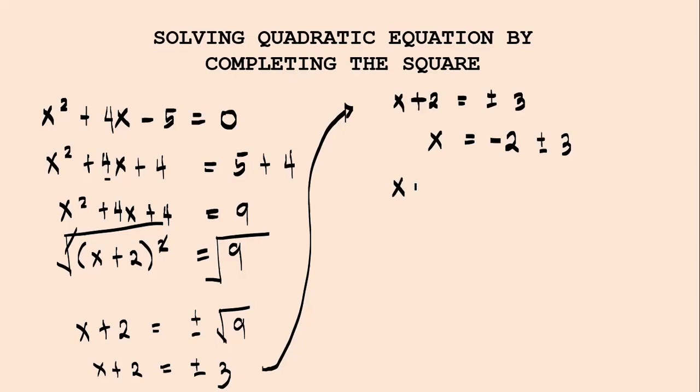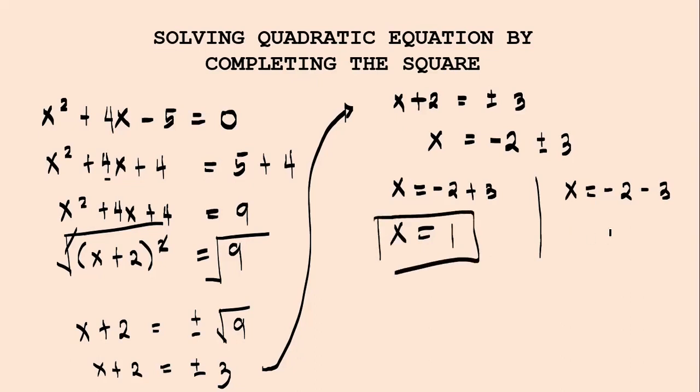So, yung una is x is equal to negative 2 plus 3. And the other one, we have x is equal to negative 2 minus 3. So, this is plus or minus, or positive and negative. Negative 2 plus 3 is positive 1. And negative 2 minus 3, that is negative 5. Okay, so ganun lang po kapag ginamitan natin siya ng completing the square.